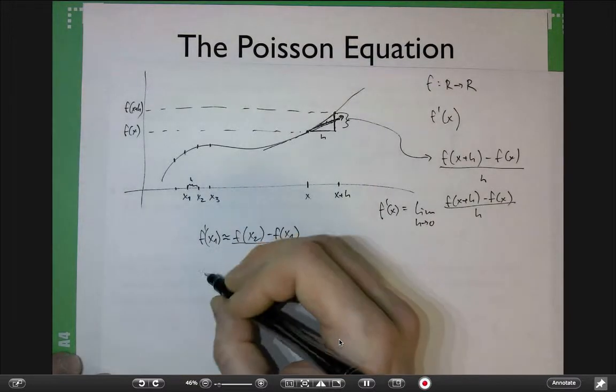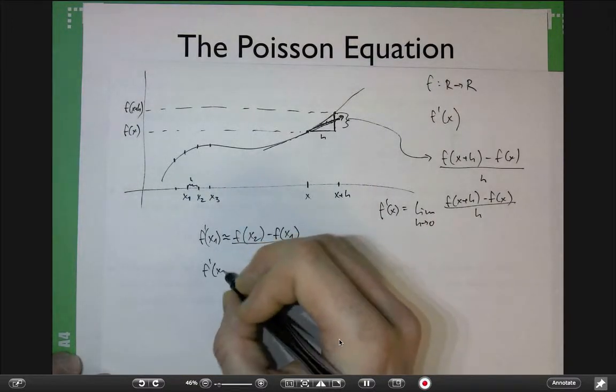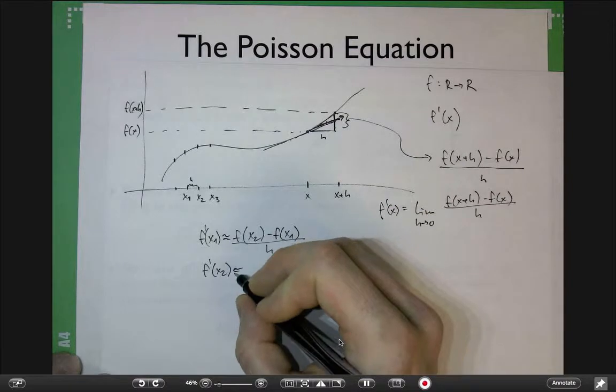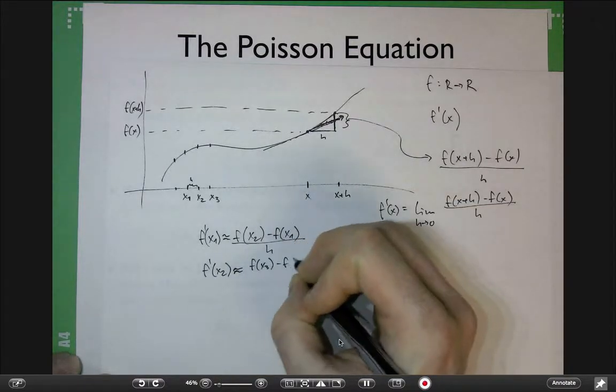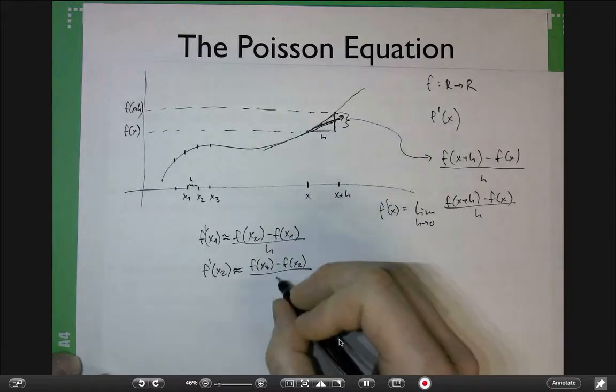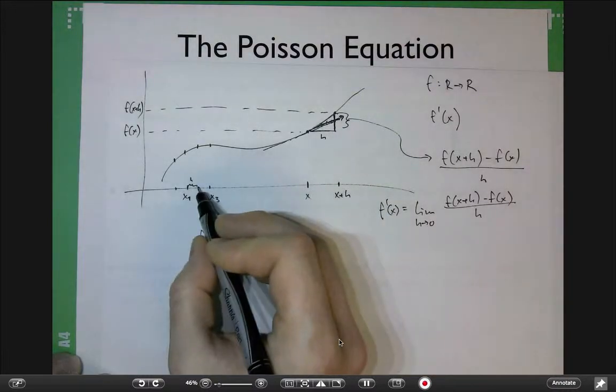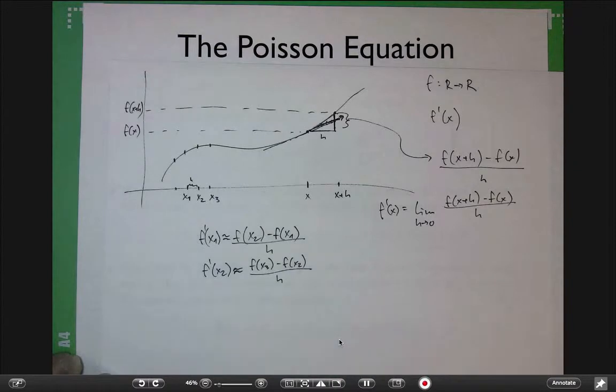Then I can also approximate the derivative at x2, and I will get f(x3) minus f(x2) divided by h, right? That's the same thing, just done one point further to the right. And then what is the second derivative?